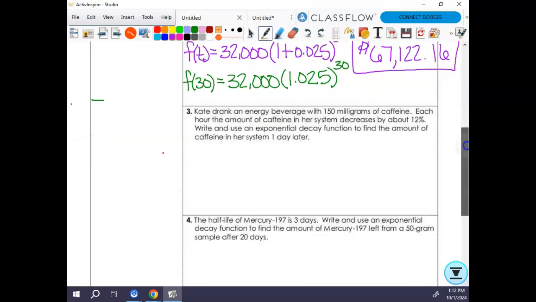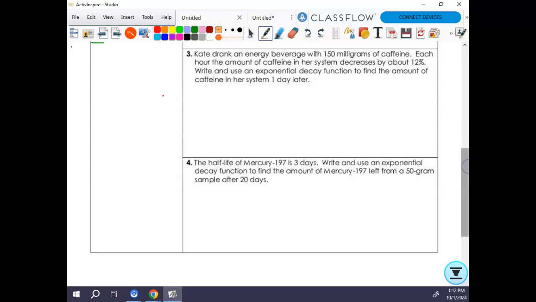Everybody go with that? All right, so let's read this. Kate drank an energy beverage with 150 milligrams of caffeine. Each hour, so that tells me that oh yeah, you can just cross out number 2. I don't even know what it was. It was probably a repetitive thing. Each hour, okay, so when it's explained like the rate and they're telling you it's hours and that's what it goes with, that's how you know what t is defined as.